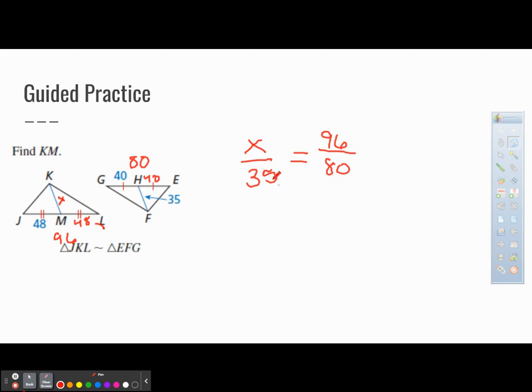Now to solve it, you just cross multiply. X times 80 is 80x equals, what's 96 times 35? Is it 3360? Mm-hmm. And then divide them both by 80, and you get x equals 42.